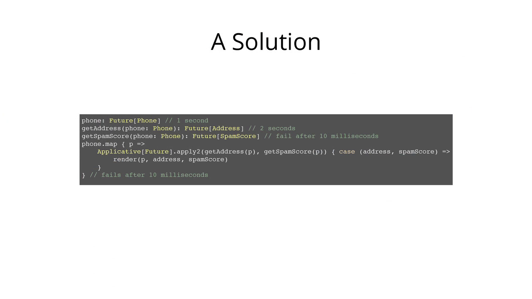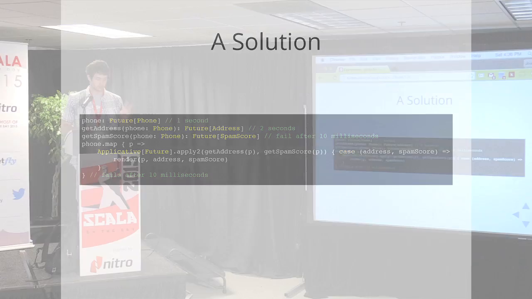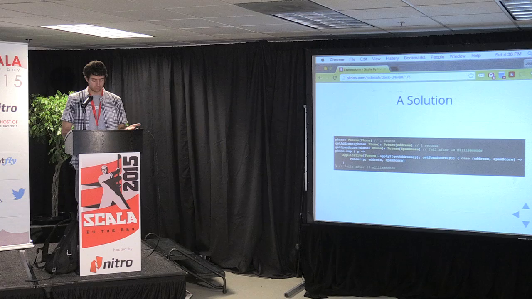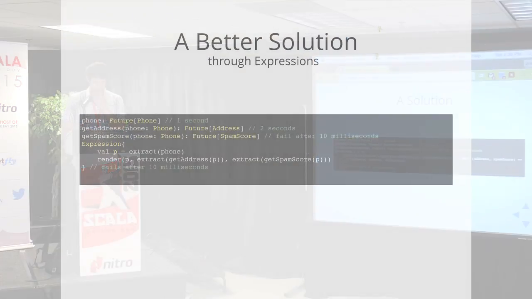So this is another solution where we address this, and here we're falling back to not using for comprehension notation. We map over the phone, and we use our applicative 2 in order to combine address and spam score together. But this code, while pretty straightforward, is starting to be a little bit boilerplatey. And one needs to think, how am I going to combine these things together to make sure it behaves in the way I want it to behave?